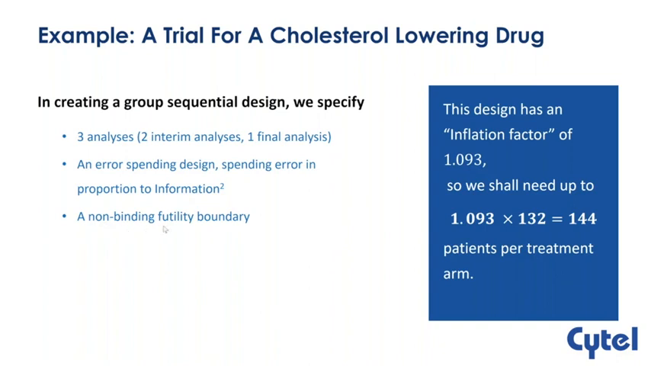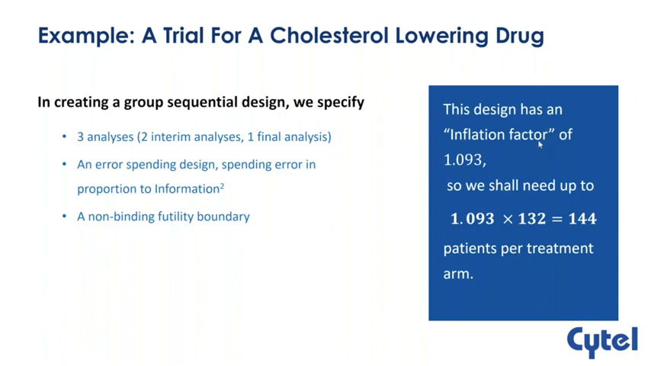And finally, my futility boundary is going to be non-binding. What that means is that if we actually cross that lower boundary, but the data monitoring committee, for whatever reason, decide the study should continue, and then later on we cross the upper boundary and get a positive result, then we can claim that positive result, and we still will have controlled the type 1 error rate at 0.025, even though we didn't stop when we crossed the futility boundary.